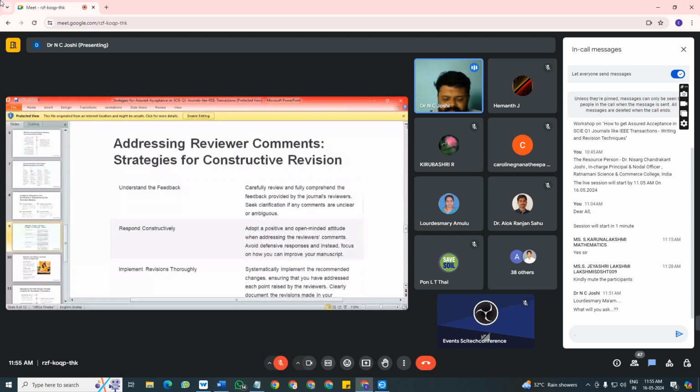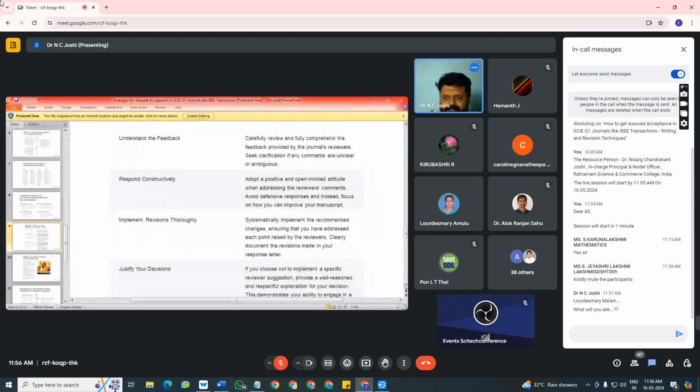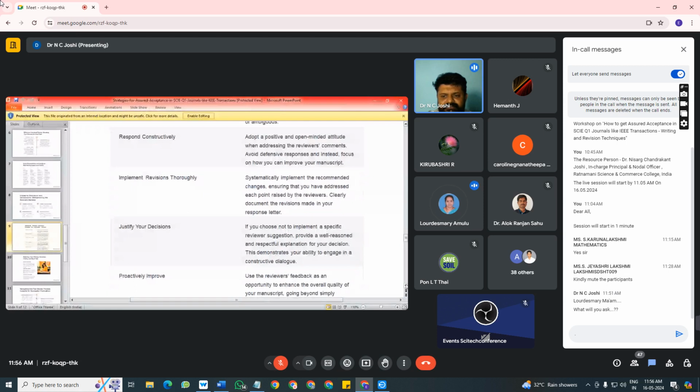Each and every person has their own attitude, but when you are going into research work, especially as a science person, you have to always keep a positive attitude. If you insist on your own attitude, then you are not going to get any kind of success. So always be open-minded when addressing reviewer comments. Avoid being defensive in the response and instead focus on how you can improve your manuscript. It is very clear that you have to have an open-minded and positive attitude toward the reviewer.